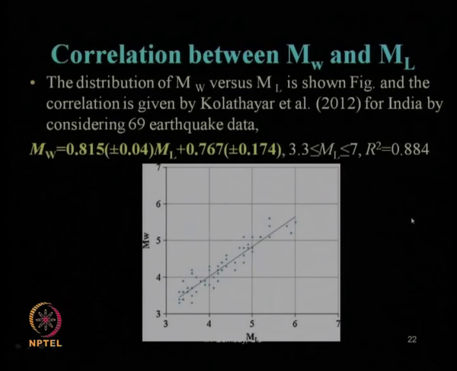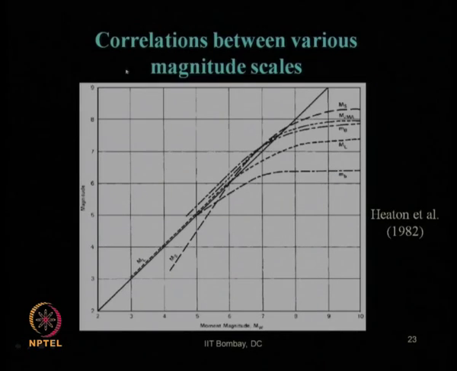Clear? Like that, many other researchers have proposed various correlations, and the best correlation used worldwide was proposed by Heaton et al. in 1982. You can see this showing correlations between various magnitude scales. The y axis is in the natural scale of various magnitudes, and the x axis is again in natural scale, the moment magnitude MW. Why are we so concerned about MW? Because later on all our technical and engineering calculations will be based on this MW value only. If we have any other scale, we need to convert it to MW, that is what it means.